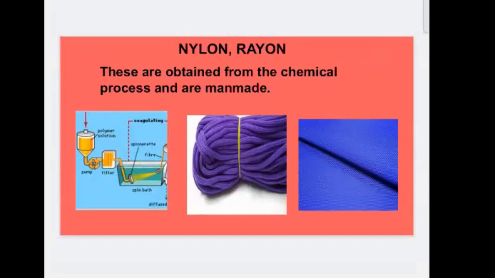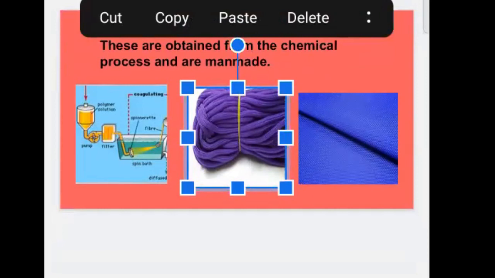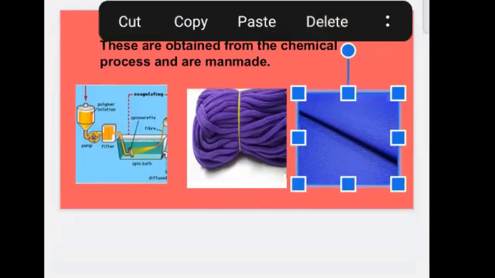The next type of fiber is nylon and rayon. As I said before, nylon and rayon are synthetic fibers. These are man-made fibers. Man makes these fibers with certain chemical processes, hence they are called man-made fibers. You can see the picture of nylon yarn over here and the polyester fabric over here.